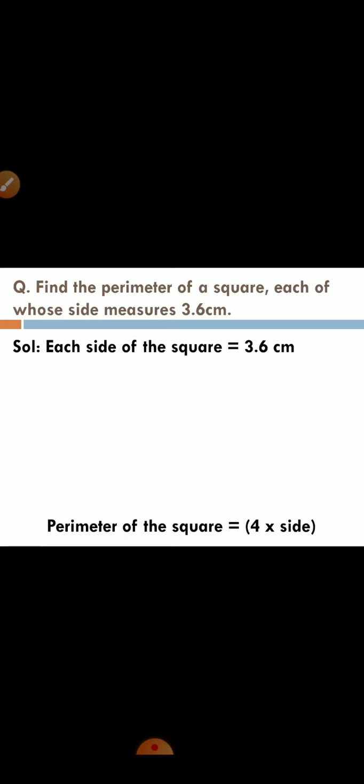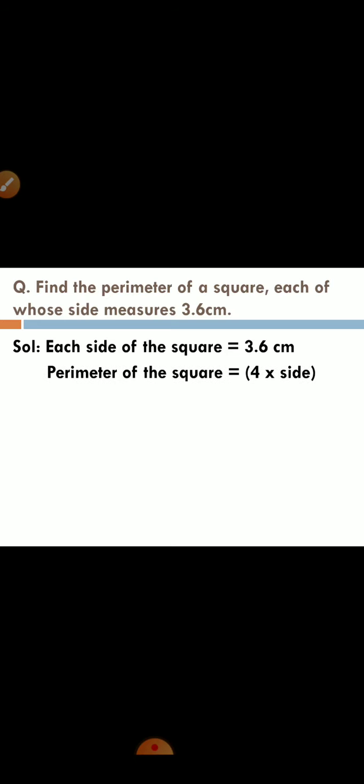Now take one question. Find the perimeter of a square whose each side measures 3.6 cm. Each side of the square is 3.6 cm. So the perimeter of the square will be equal to 4 into side. So 4 into 3.6 cm, it will give you 14.4 cm.